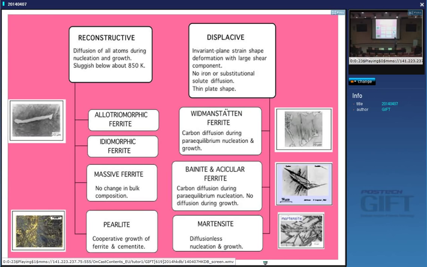So I'm going to talk about pearlite, and this is the only transformation in which we get two phases growing together from the austenite. They cooperate in growing from the austenite at a common transformation front. You've got cementite and ferrite growing together with a common transformation front.